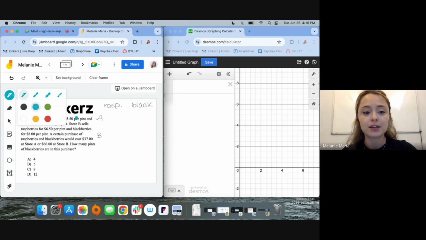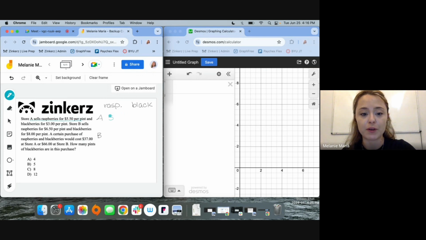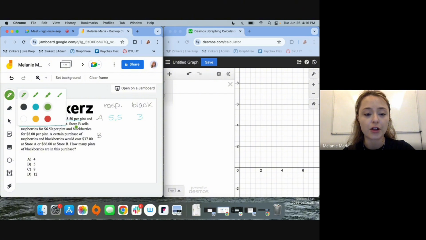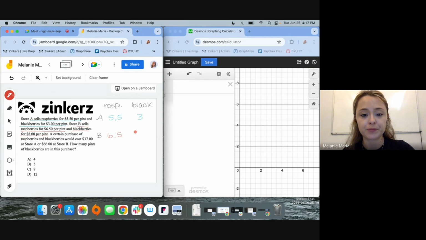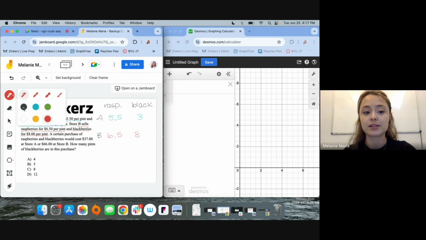Store A sells raspberries for $5.50 per pint. I'm going to put a 5.50 here. Store A also sells blackberries for $3 per pint. I'll put a 3 here. In a different color, I'm going to write store B sells raspberries for $6.50 per pint. I'll put a 6.50 here. And blackberries for $8 per pint. Put that here.